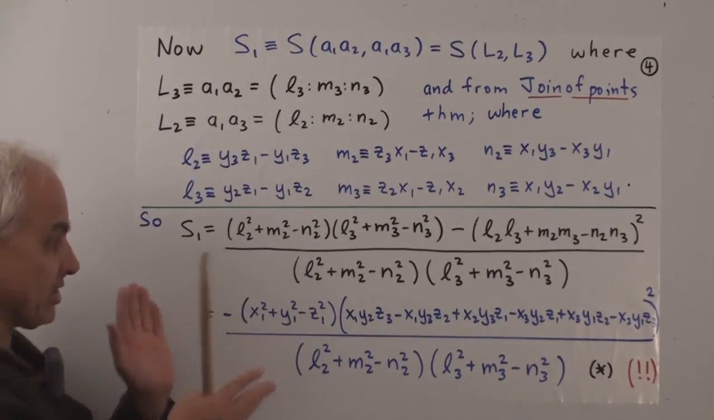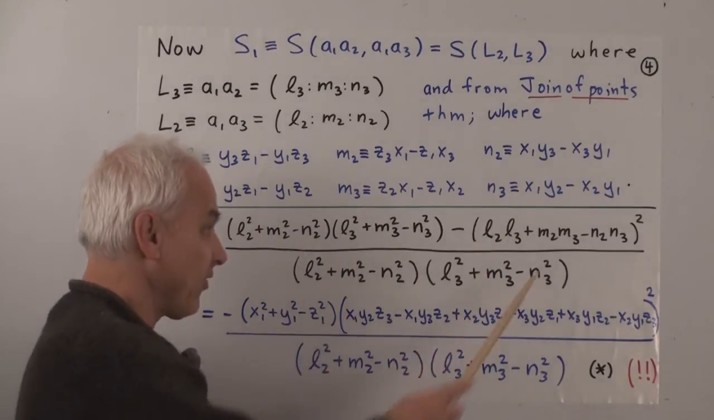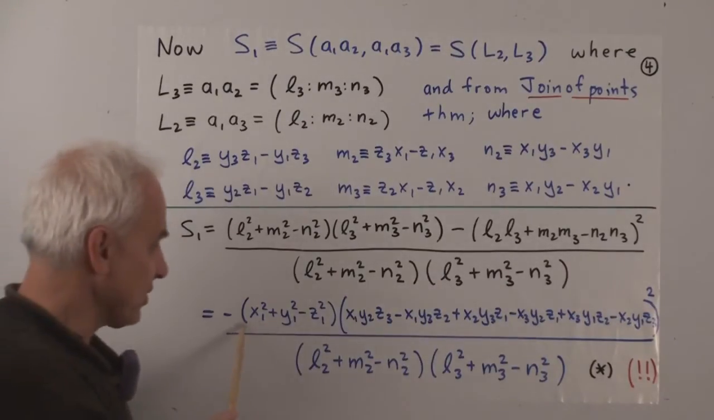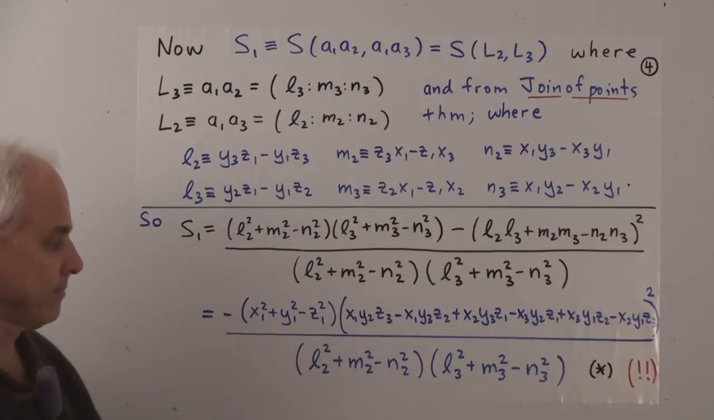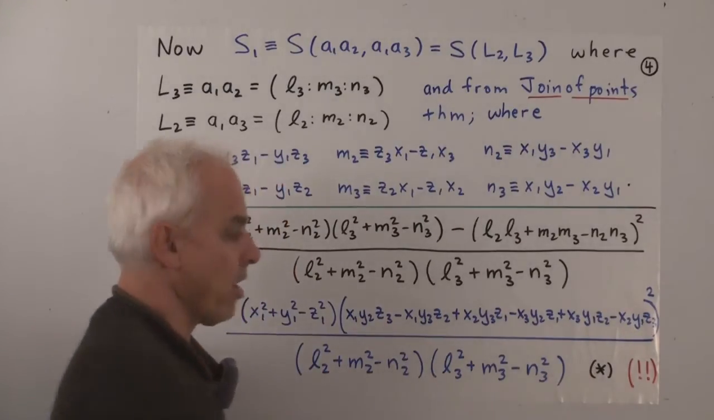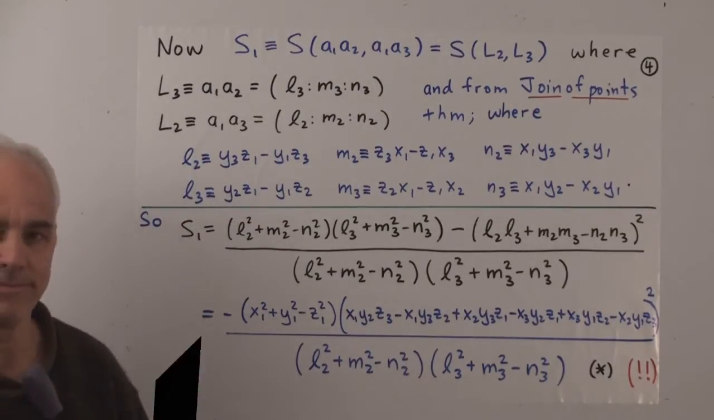Okay, so here is the heart of the proof. The heart of the proof is that this thing times this thing minus this thing squared, when you plug in all those things, factors in this beautiful way. Let's call this formula star. We're going to use that to prove the spread law.